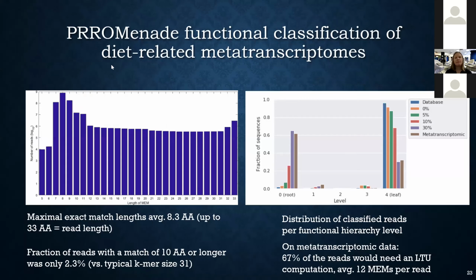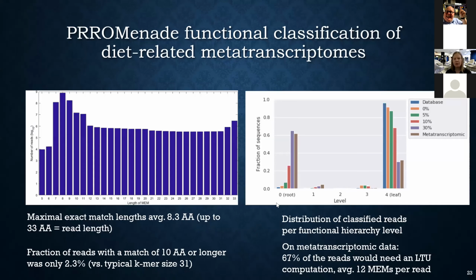On this experimental data, the maximal exact match length averaged around 8 amino acids, which is shorter than in our simulations for sure. And actually the fraction of reads with a match of 10 amino acids or longer was only a couple of percent. This is on log scale, so take that into consideration. There were very few reads that were longer than 10 amino acids with their maximal exact matches. Contrast this to a typical k-mer size that one might use of 31 nucleotides. Around that size, only a very small fraction of the reads would be annotated.